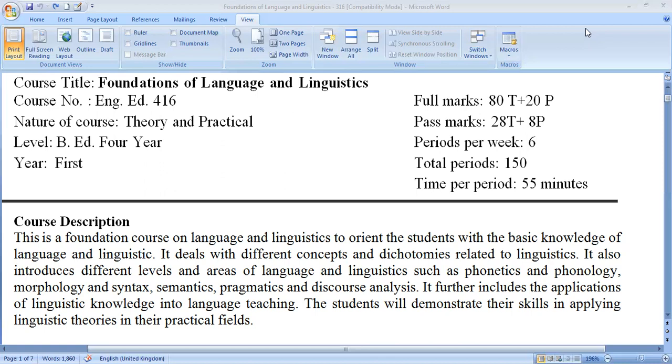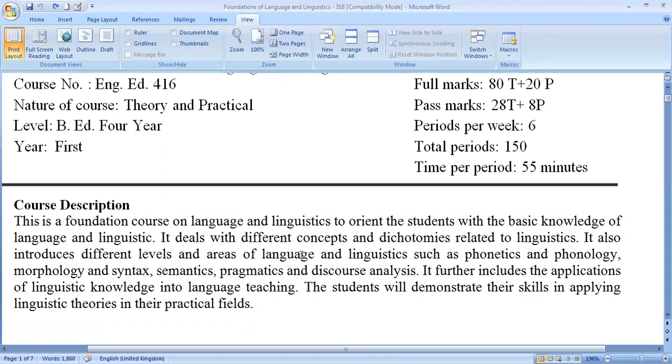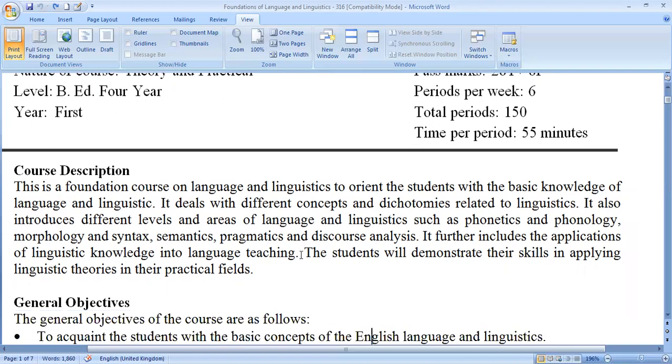And the course description is: this is a foundation course on language and linguistics to orient the students with basic knowledge of language and linguistics. It deals with different concepts and dichotomies related to linguistics. It also introduces different levels and areas of language and linguistics, such as phonetics and phonology, morphology and syntax, semantics, pragmatics, and discourse analysis. This course is heavily based on this matter.